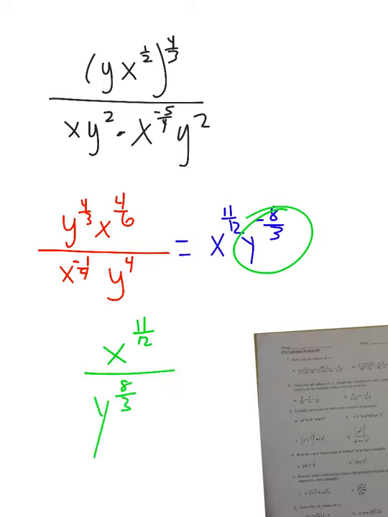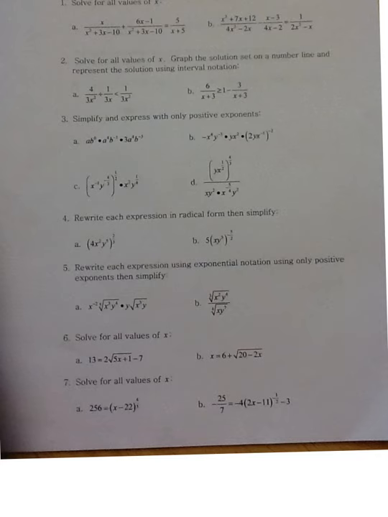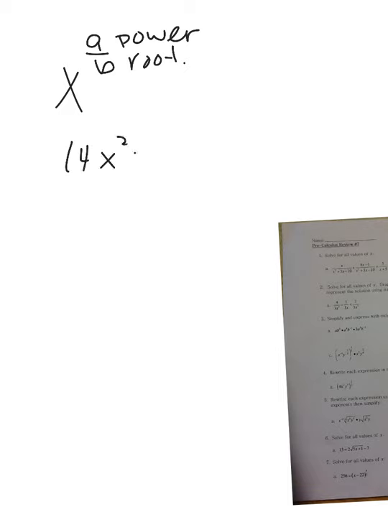Okay, so let's take a look at 4a. Okay, so 4a and b, so to rewrite each expression in radical form and then simplify. Okay, so remember, fractional exponents, remember, it's power over the root. All right, so let's take a look at 4a. So I have 4x squared y to the 5th raised to the 2/3 power. All right, so it's power over the root.